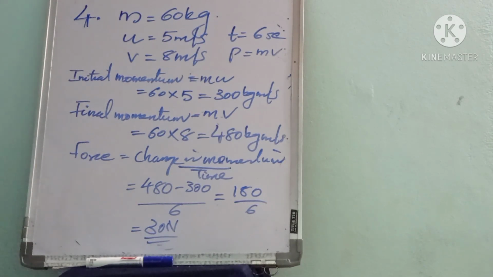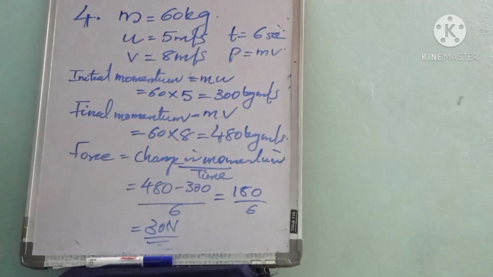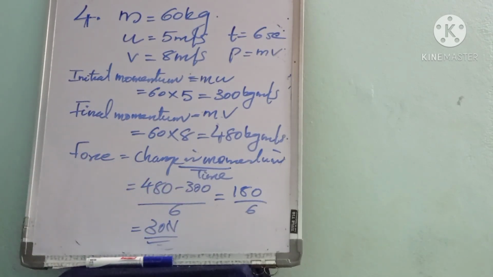Next we have to find the force. By using Newton's second law, we can write the force as the rate of change of momentum. What is meant by rate of change of momentum? Change in momentum by time. So force is change in momentum by time. Change in momentum means final momentum minus initial momentum. So 480 minus 300 divided by 6 gives 30 Newton. That is the force. F is equal to 30 Newton.